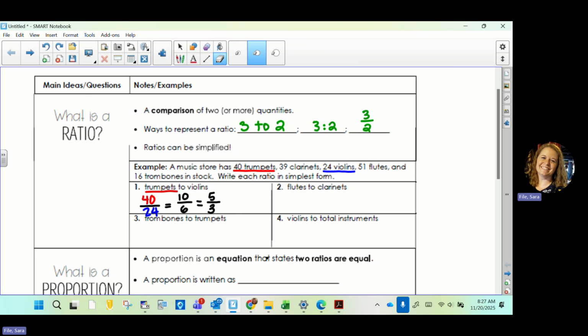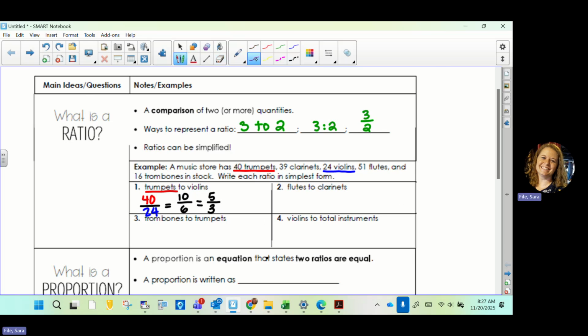What you could have done instead of dividing by 4 and then by 2 again is just divide by 8. 8 goes into both 40 and 24. But like I said, it's okay if you need to do it in multiple steps. You still get there in the end to the ratio of 5/3. So for every 5 trumpets, there are 3 violins. Does that make sense?